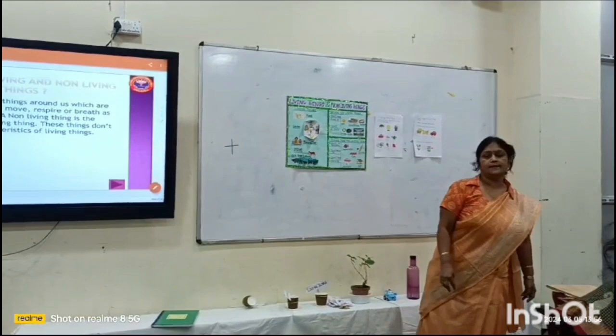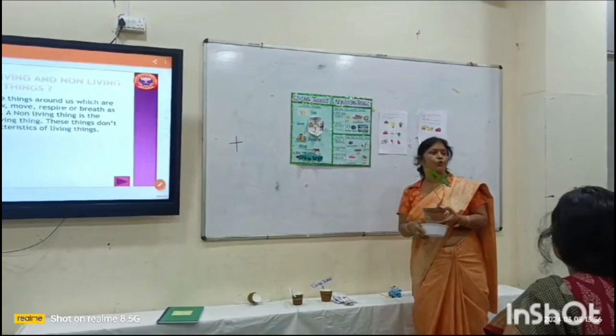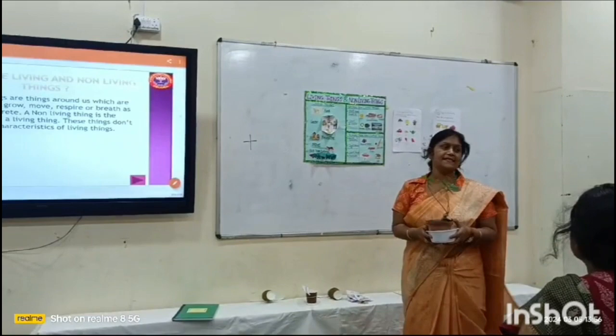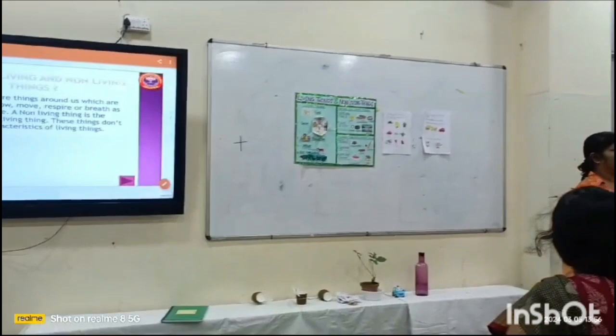I will give you the example. This is a tree. This is a plant. Can it move from one place? Can it go with you? No. Okay. So this can only grow and it cannot move. Understood? So plants and trees cannot move. They can only grow. This is the difference between movement and growth.